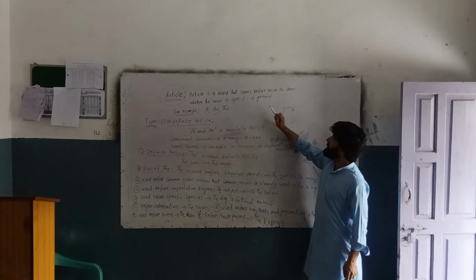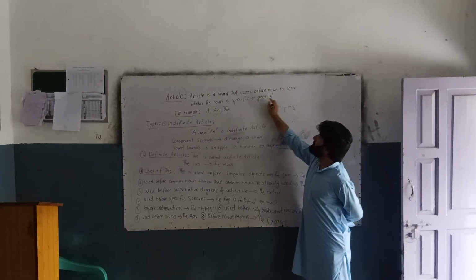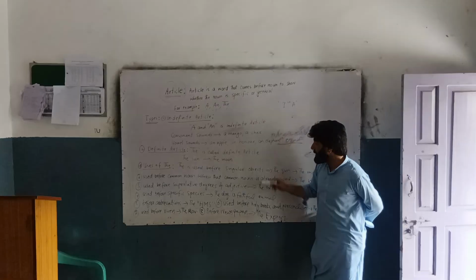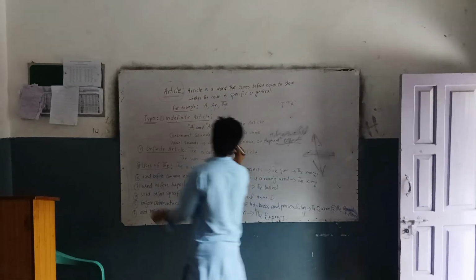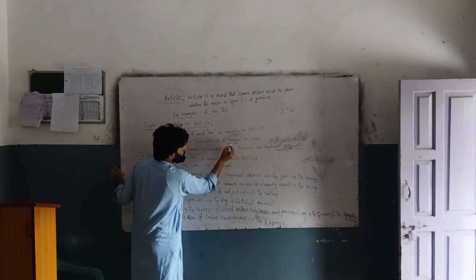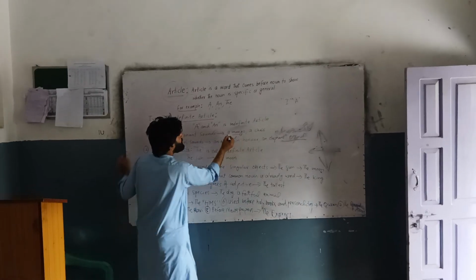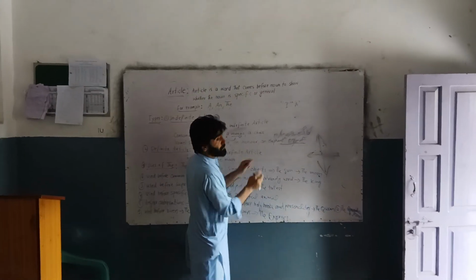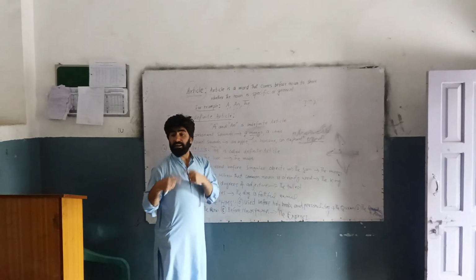Now, article comes before a noun. Article will come before a noun. For example, this is a noun. So before the noun there is an article. Article comes before a noun to show something. Why does an article come before a noun?